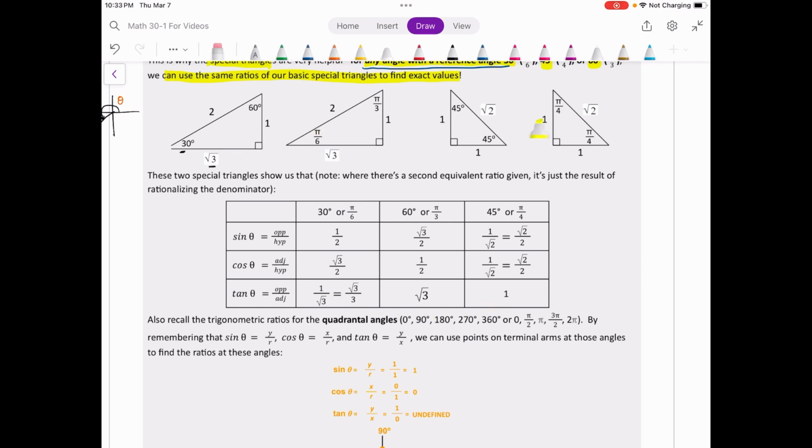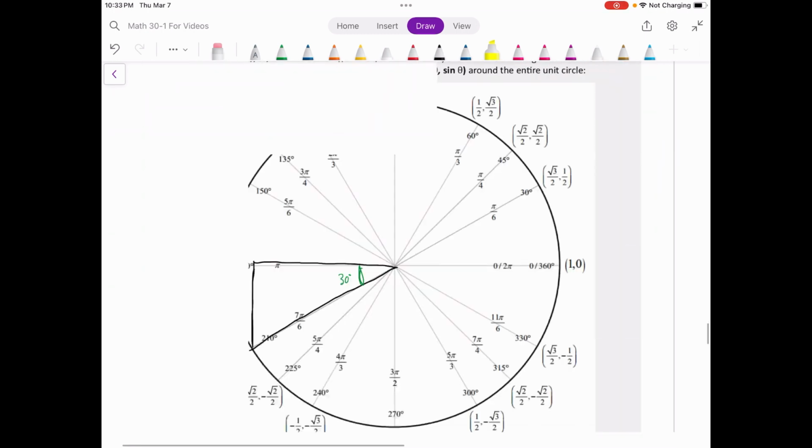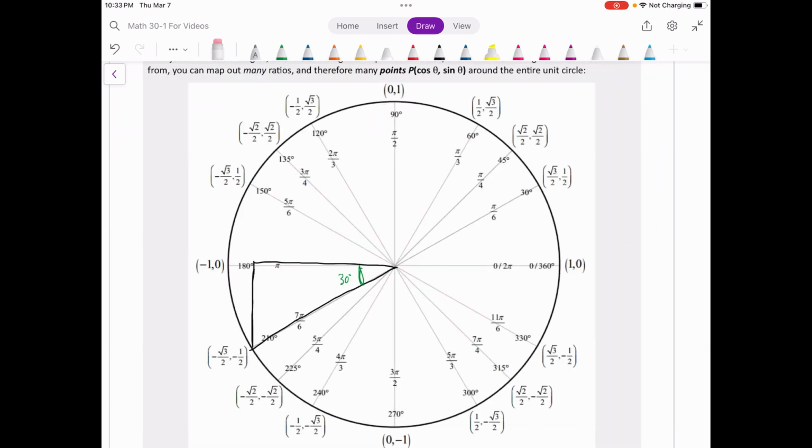Look at these ratios. Tan of 30, opposite 1 over adjacent root 3. Tan of 60, opposite root 3 over adjacent 1, so it's just root 3. Tan of 45, 1 over 1, which is 1. Now go back and look at all the angles here on the unit circle.